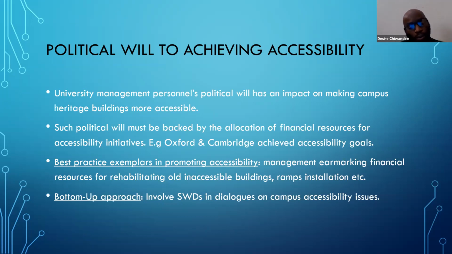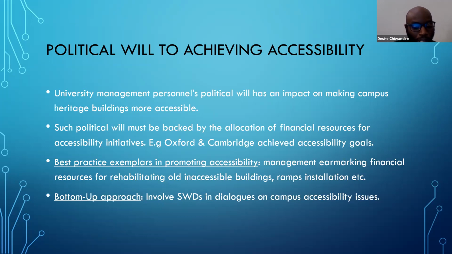And there was also one participant who spoke about their university's management taking proactive measures to rehabilitate their old buildings to make them accessible, which I would see as a best practice exemplar for promoting disability accessibility. But he only spoke about the installation of ramps. I don't know if the university takes further initiatives, perhaps to install lifts and other things.